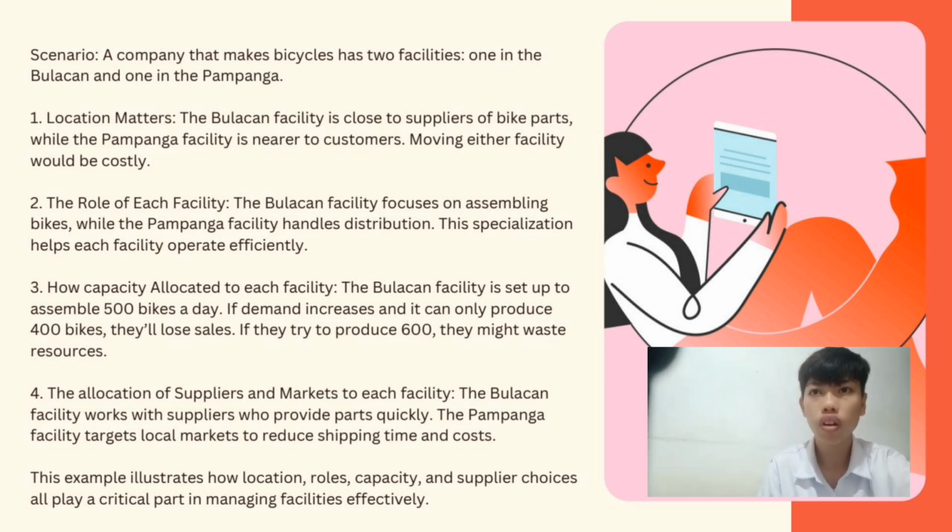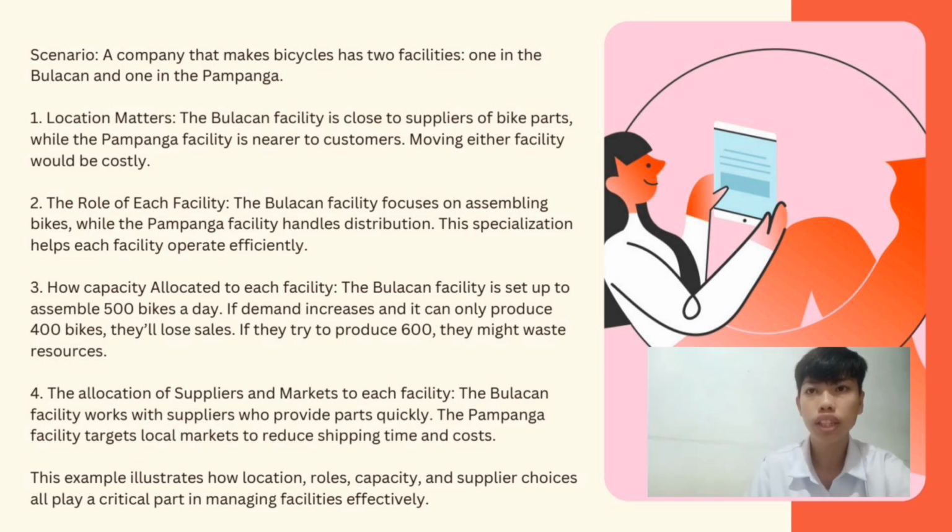2. Role of each facility. Bulacan primarily focuses on assembling bikes. This specialization allows for streamlined operation and increased productivity in assembly. Pampanga handles distribution, ensuring timely delivery to local markets. This role supports the overall supply chain efficiency.